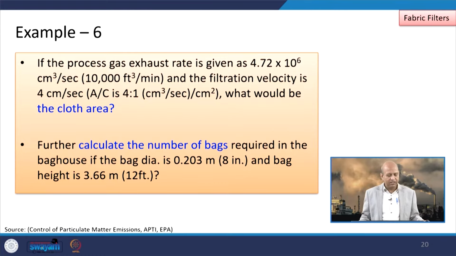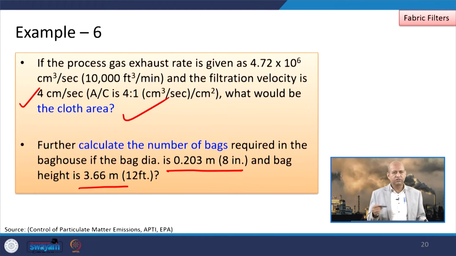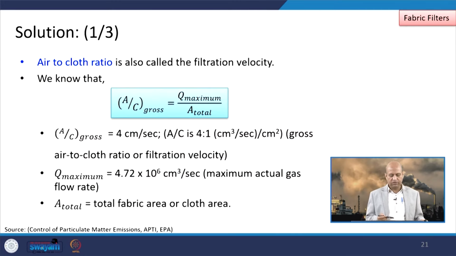Next example: if the process gas exhaust rate is given as around 4.72 into 10 to the power 6 cubic centimeter per second, around 10,000 cubic feet per minute, and the filtration velocity is 4 meter per second, and the air cloth ratio is 4 to 1, what would be the cloth area? Then the next problem is to calculate the number of bags required in the baghouse filter, that fabric filter, if the bag diameter is 0.203 meter or 8 inch and the bag height is 3.66 meter or 12 feet. Both systems of units are given, but you can use whichever system you like.